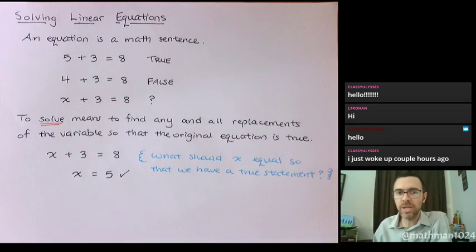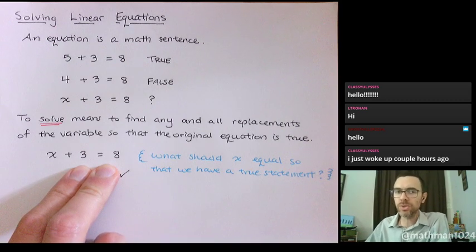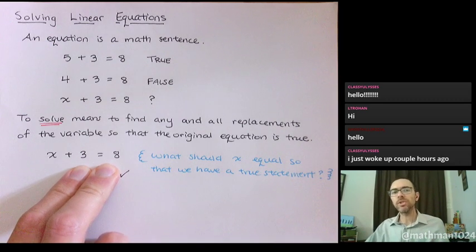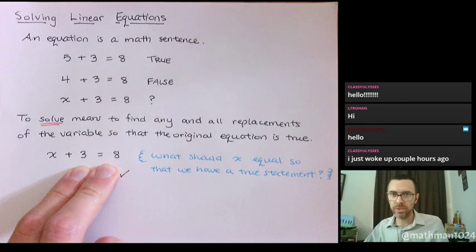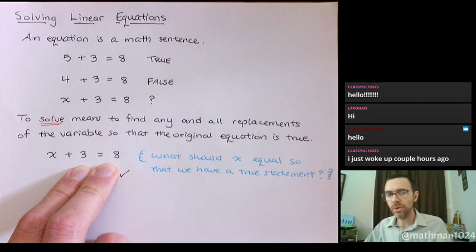But all this comes down to certain assumptions that we're going to make. So when I have this equation right here, and I say that x plus 3 equals 8, we start off with the assumption that this can be a true statement, and that we just have to figure out what is the replacement of the variable that will make it true.